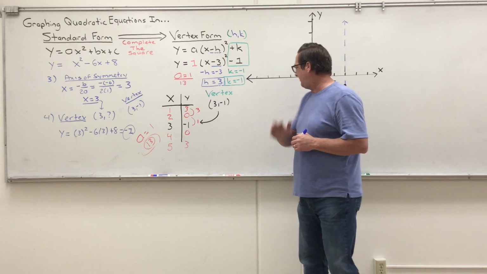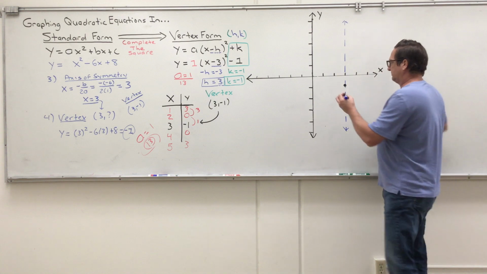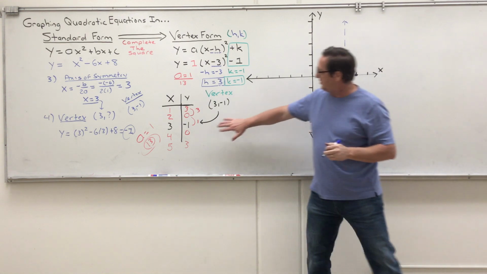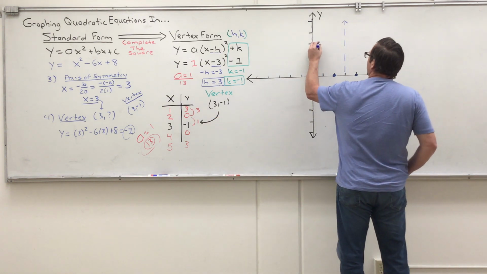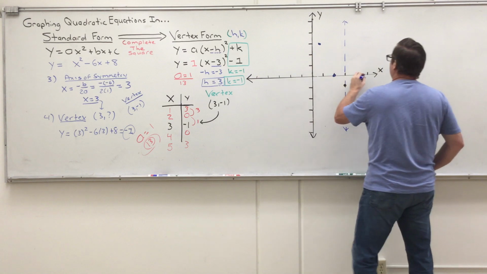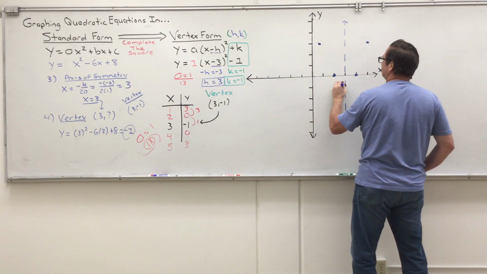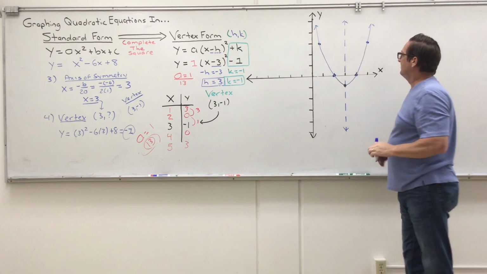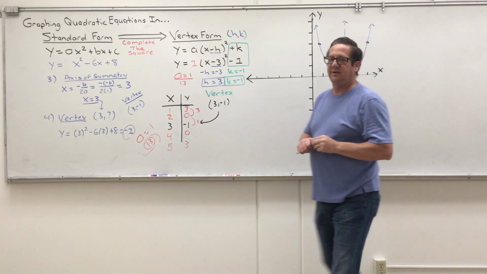So let's finish the graph. I'd already shown you we're at 3, -1. And there is our 2, 0 and 4, 0. And 1, 3 and 4, 3. And we have our graph finally finished, okay?